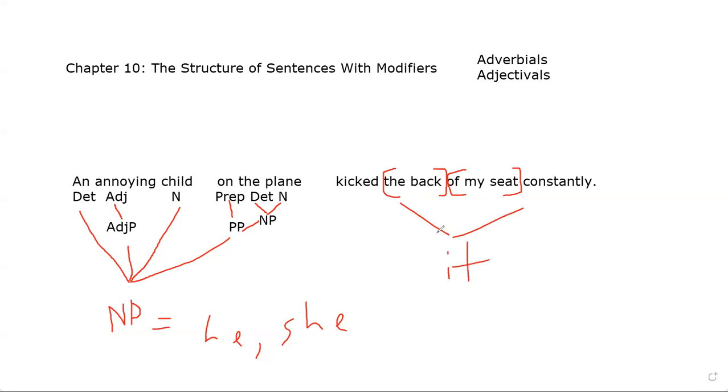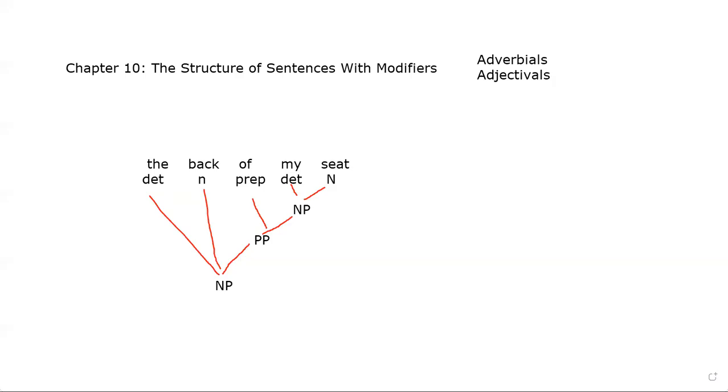He kicked it. We can replace that entire phrase with a pronoun. The back of my seat is one chunk. So when we draw a tree diagram, we need to make sure the back of my seat all comes together in one noun phrase. And that might look something like this. So here we have the back of my seat.